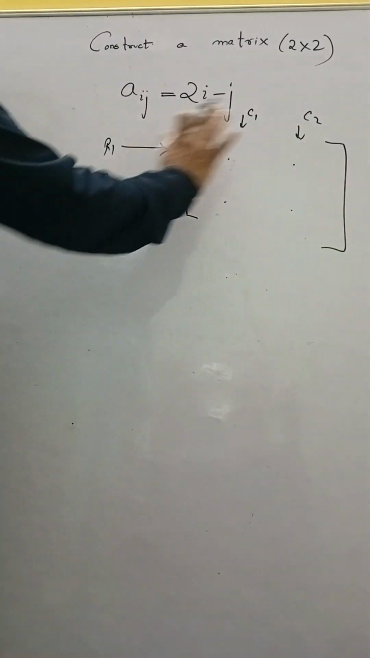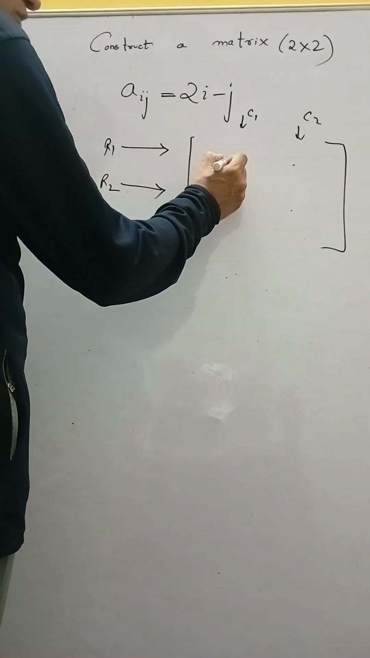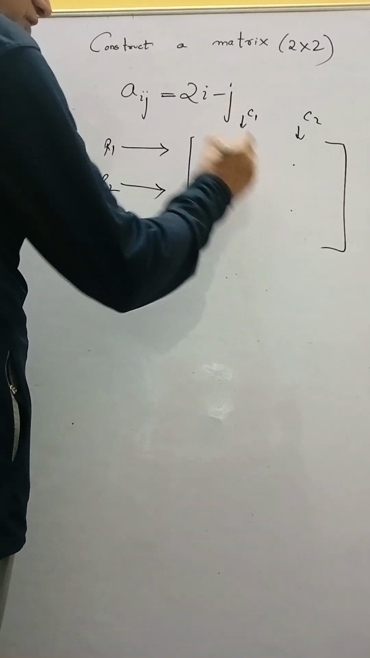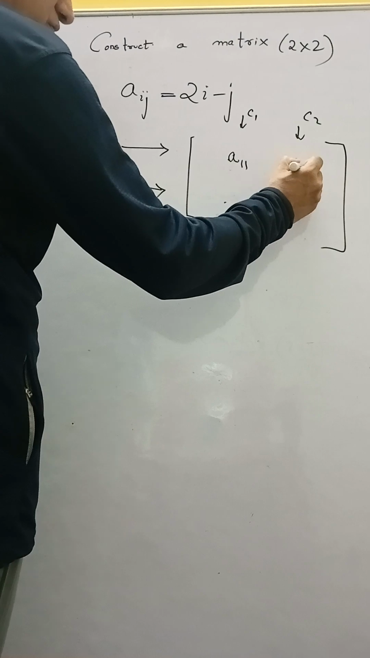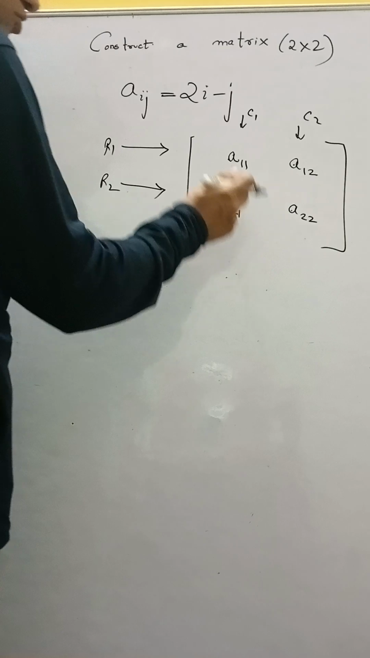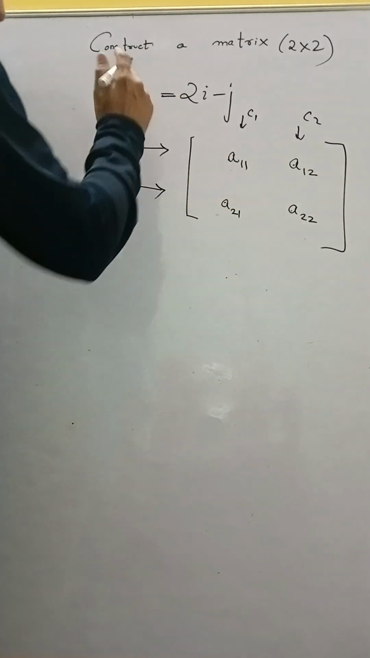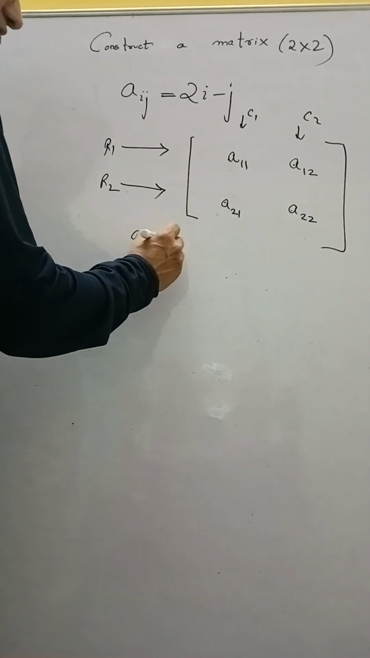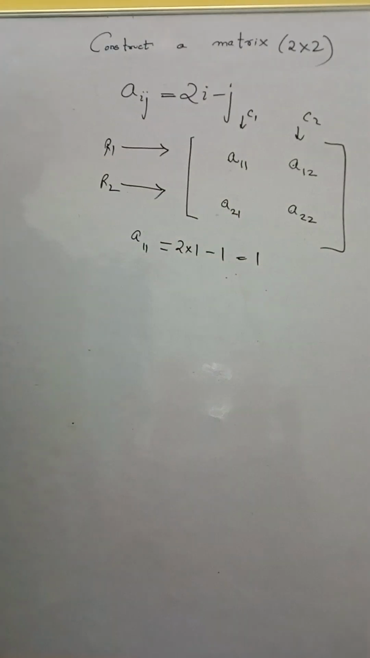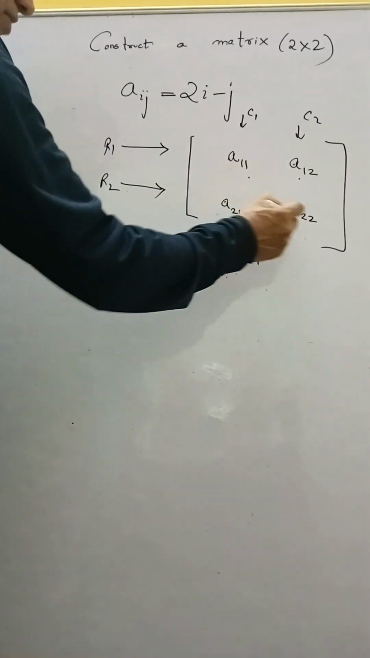So the children know now this is the structure, these are the entries which I have to make. What is this location? First row, first column. So this is A11, first row, first column. First row, second column. Second row, first column. Second row, second column. So now you know what are i and j. i is 1, j is 1. i is 1, j is 2. You should feed it there. A11 value will be 2 into 1 minus 1, that is 1. Like that, you can find out the values for all these 4 elements.